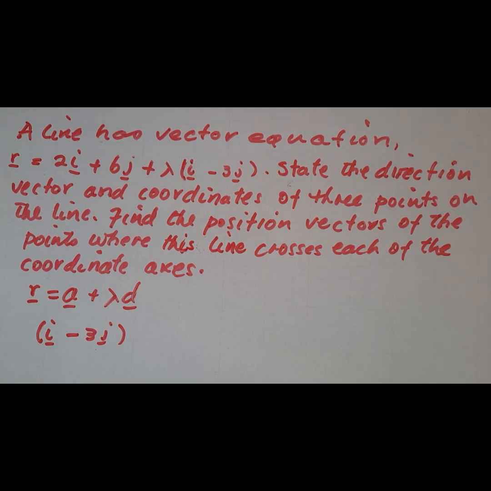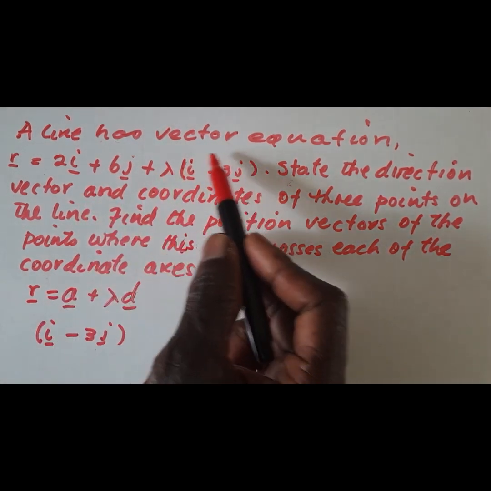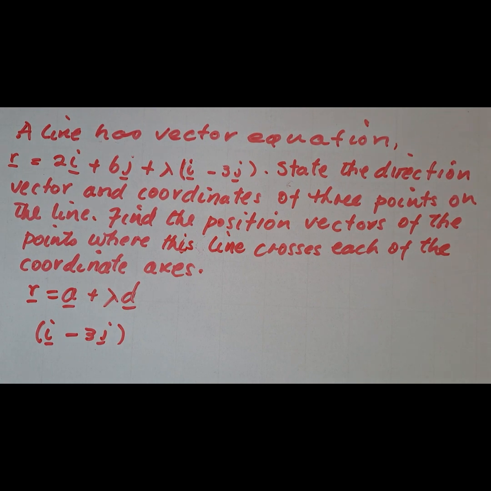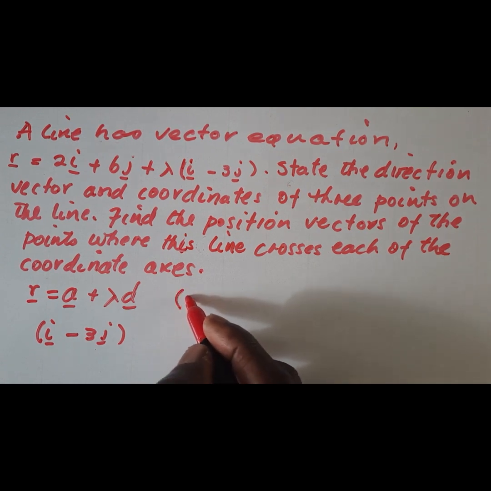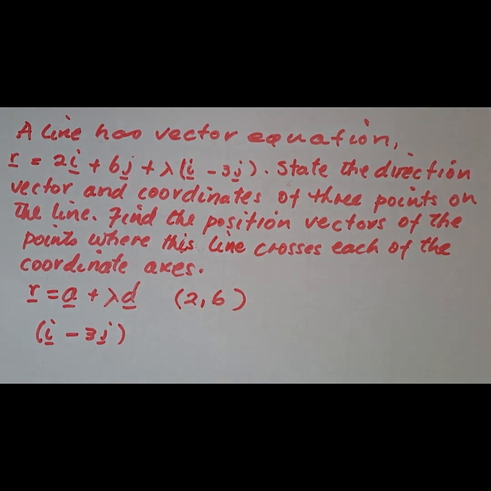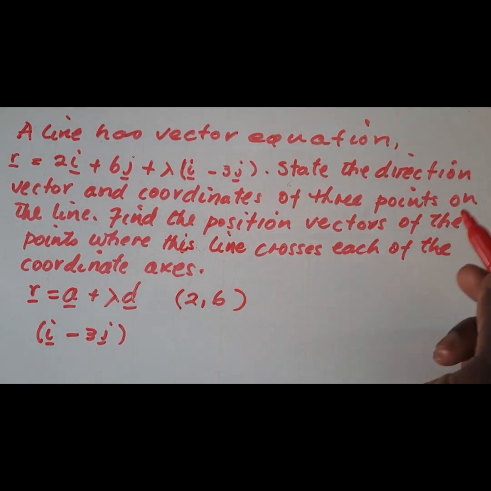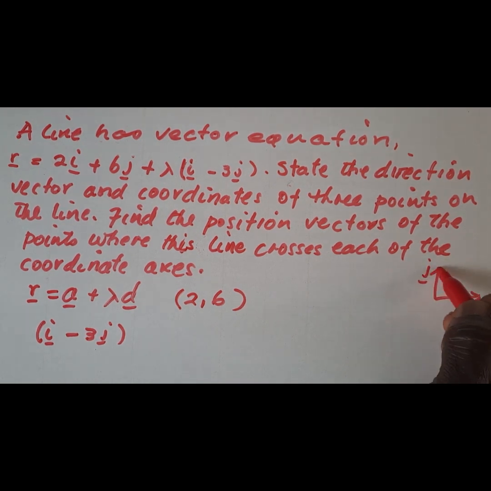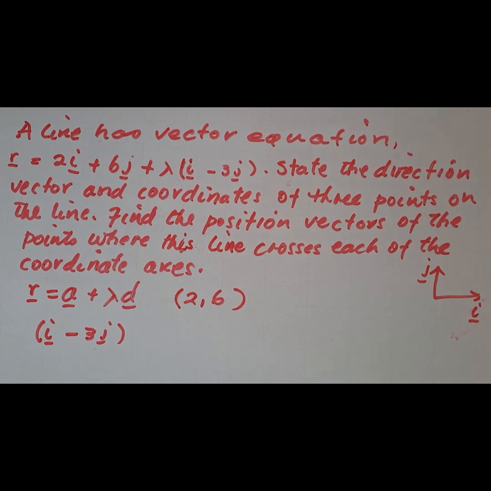If we set lambda at 0, then this will be 0, and all we'll have is 2i add 6j. And we know i is the x-axis and j is the y-axis. So one of the points would be 2, 6. Just to recap, we have our coordinate system i, j. So i is the x, and j is the y.